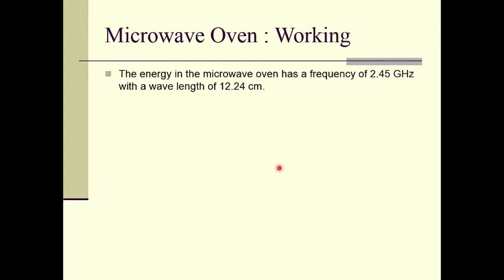So let us study the working of the microwave oven. The energy in the microwave oven has a frequency of 2.45 gigahertz with a wavelength of 12.24 centimeters. So you can imagine the size of the wavelength, right? The wavelength is of the 12.24 centimeter size, right?